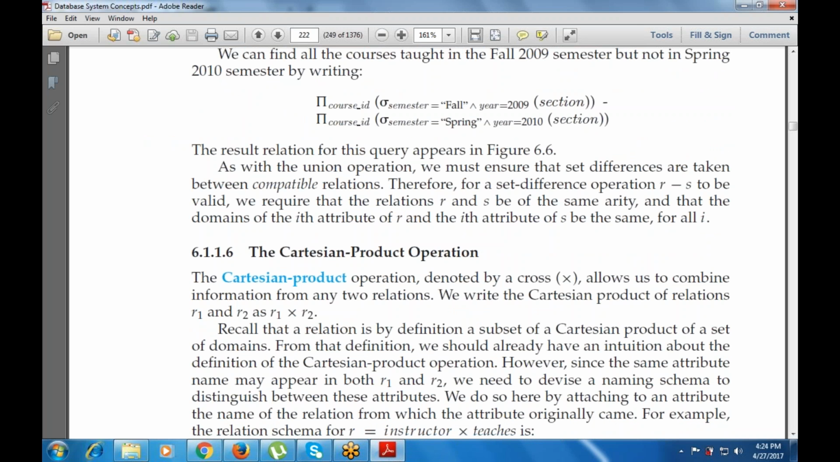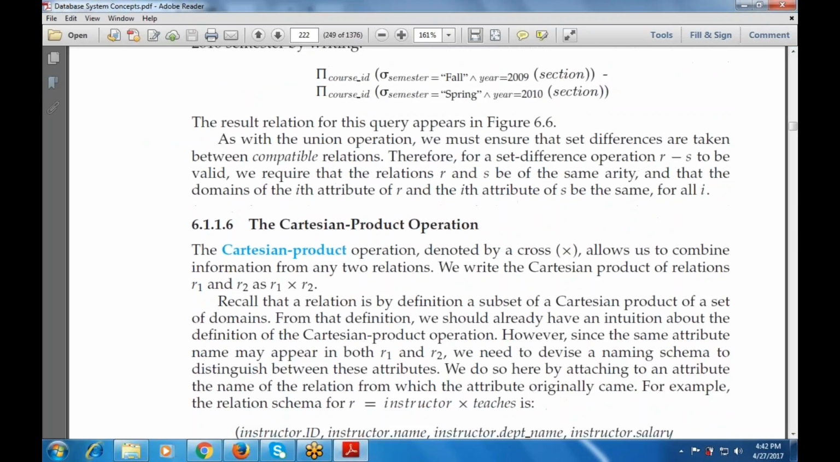Yeah, this Cartesian product is denoted by the cross sign, that is a multiply sign. Now the next part is the Cartesian product operation. It is denoted by the cross sign. That is the first thing that allows you to combine the information from any two relations.